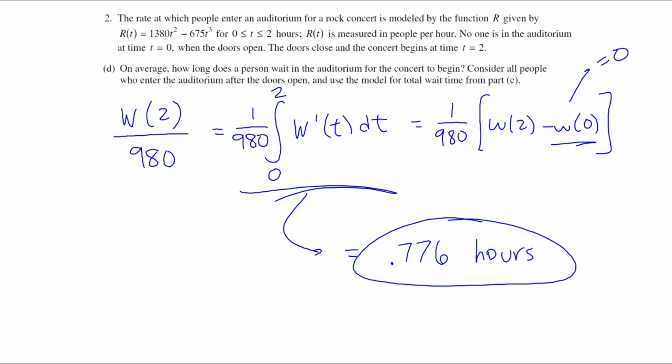And you got 2 points there, 1 for the correct integral and 1 for the final answer. And that is the end of this rate FRQ, question number 2 from the 2009 AP Calculus AB exam.